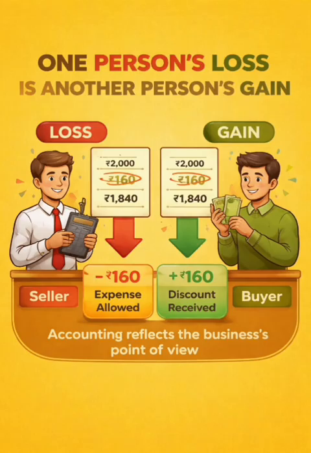Combined logic, one person's loss is another person's gain. The same rupees 160 is an expense, discount allowed, for the seller. An income, discount received, for the buyer. Accounting always reflects the point of view of the business maintaining the books.